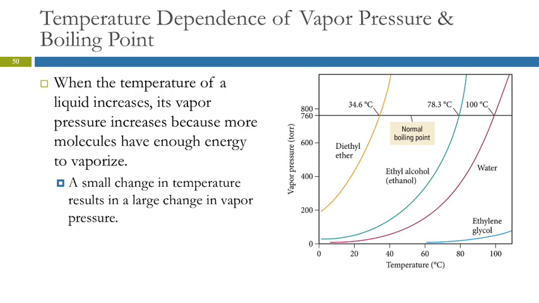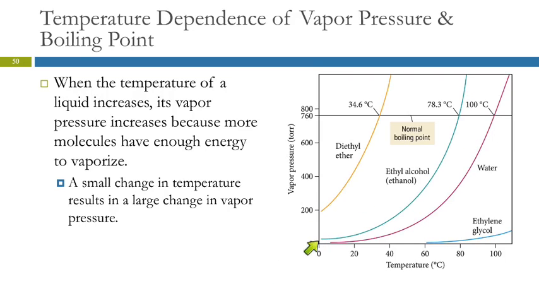Well, what does that do to the vapor pressure, the pressure of the gas above it, if you're increasing the evaporation? It's going to increase the vapor pressure. So as you increase the temperature, the vapor pressure increases. When you get to 100 degrees Celsius, the vapor pressure is equal to atmospheric pressure. And that's when boiling occurs.